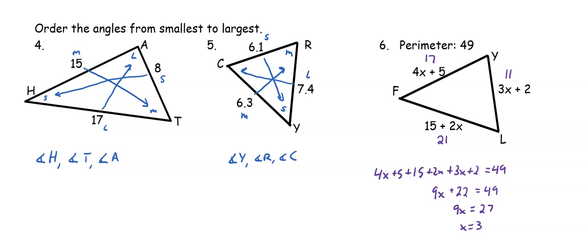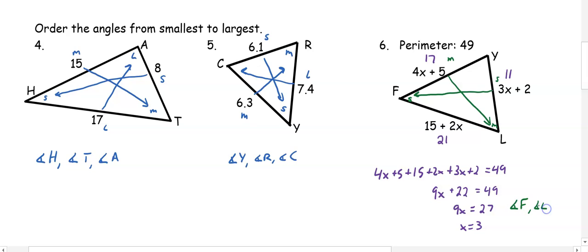So when we go to place our sides in order, our smallest side is 11, which is across from angle F. Then we have the side that's 17, and that's across from angle L. And then we have our largest side of 21, which is across from angle Y.